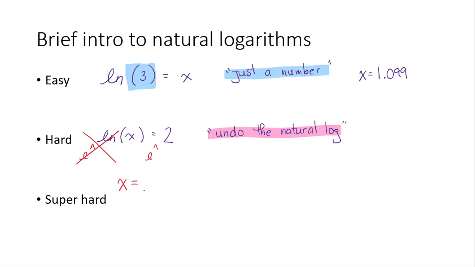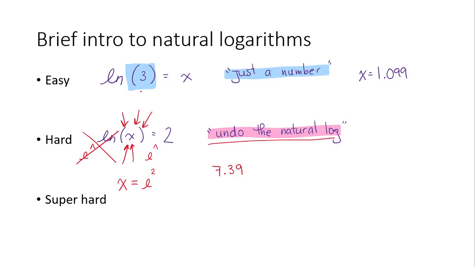And then we're going to bring this side down. x equals e squared. So again, that's where you look at your calculator and you find that e to the x button, and you want e to the second power. E to the second power is 7.39. So again, when the variable is in the parentheses after the natural logarithm, you undo it by taking e to the power of both sides.